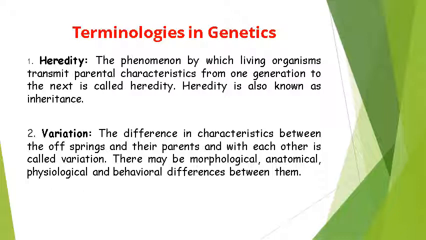That means those characters which are transmitted from one generation to the next are considered as hereditary characters, like the color of the eyes, hair color. So these are some characteristics which are very commonly observed between parents and offspring. Although there are some variations as well. The differences in characteristics between the offspring and their parents, and with each other, is called variation. Variation may be morphological, anatomical, physiological, or behavioral differences between them. So I think both the terms, heredity and variation, are very clear to all of you. So don't confuse between these two terms.